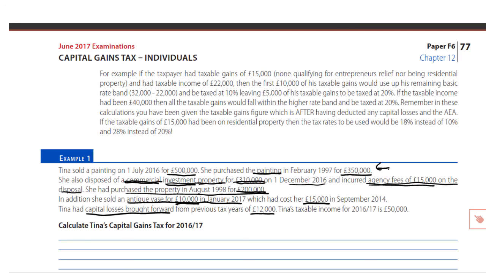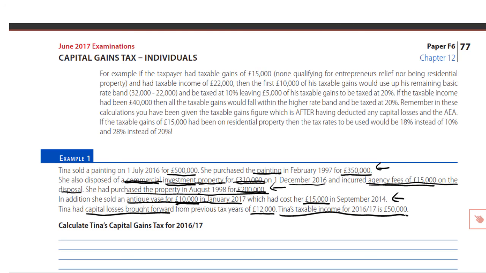A gain on the painting of 150,000, and a gain on the commercial investment property, I think we said, of 95,000. Got to net those out with the loss of 5,000 on the disposal of the vase, and then we'll have the capital losses brought forward to deduct of 12,000. After that, we will deduct AEA, and you will get your figure of taxable gains. Once you've got the figure of taxable gains, we then need to establish the tax rates applicable. Tina's taxable income, 50,000. She is a higher rate taxpayer. Do we have any residential properties?